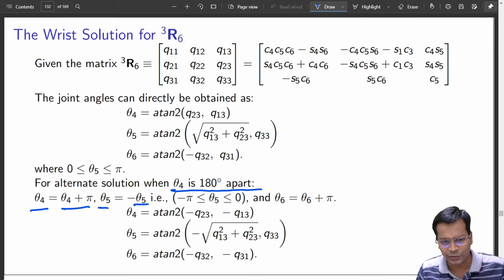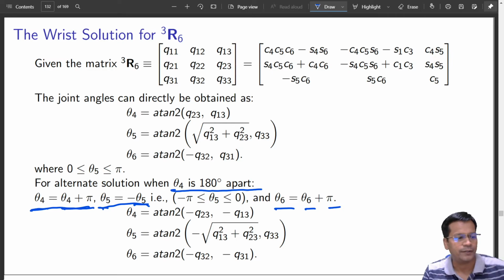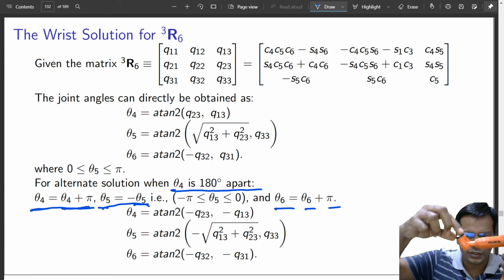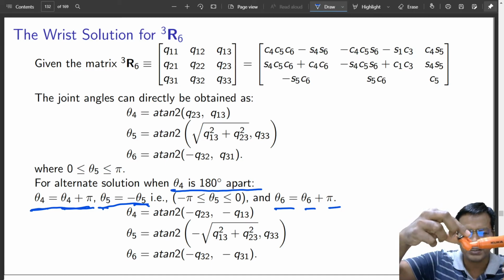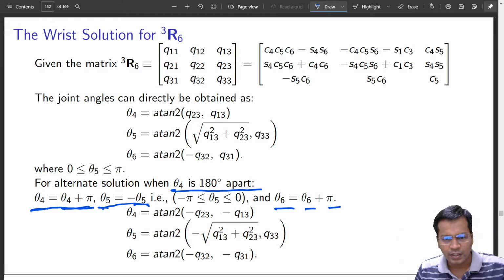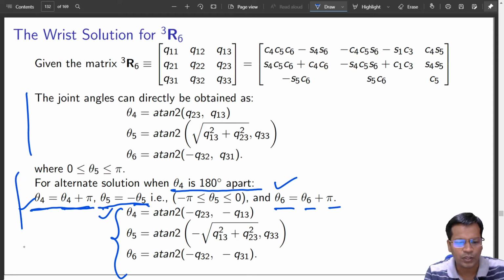So again it is very easily visible: theta 5 is minus theta 5, theta 4 is 180 plus theta 4, theta 6 is again theta 6 plus pi. If you invert it, this angle also has the same correction, that is 180 plus theta 6. So these three angles straight away have another solution given by this. This is an alternate solution for the wrist.